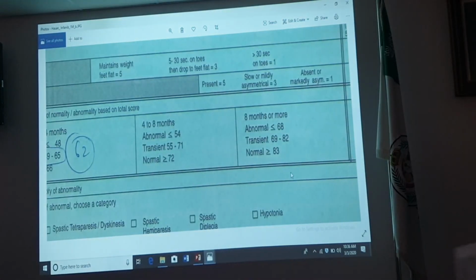Any children who are 8 months onwards, 20%, will have it from birth to 8 months and plus. Full.